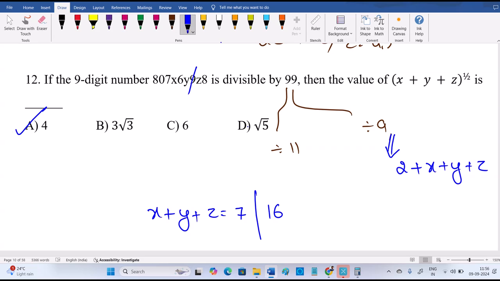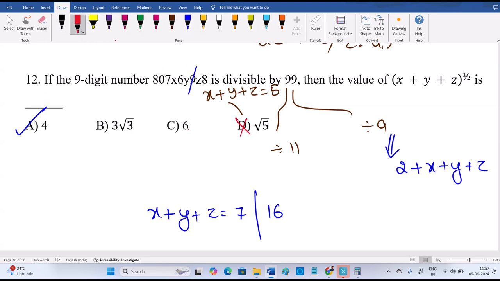5 is not okay. I'm just giving you trial and error also. This is not possible. Why, sir? As per this, x plus y plus z equal to 5. We are not happy with that because 5 plus 2, 7, and 7 is not divisible by 9. So this is eliminated because of that reason.